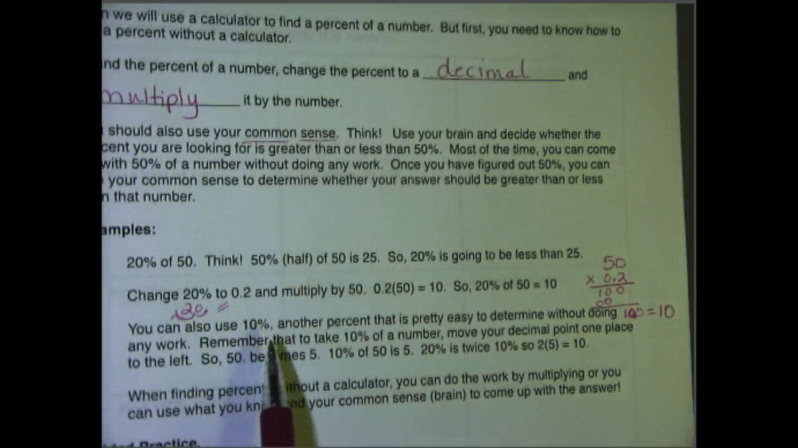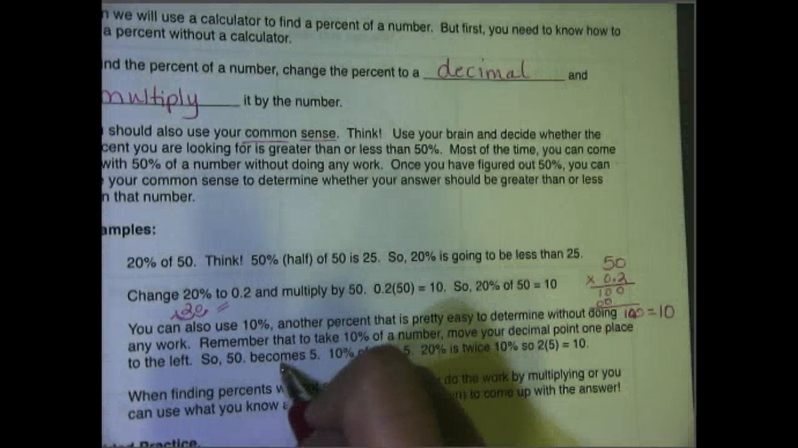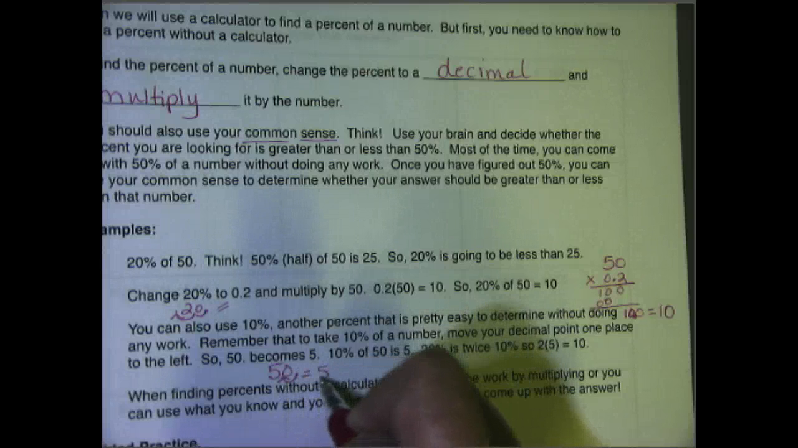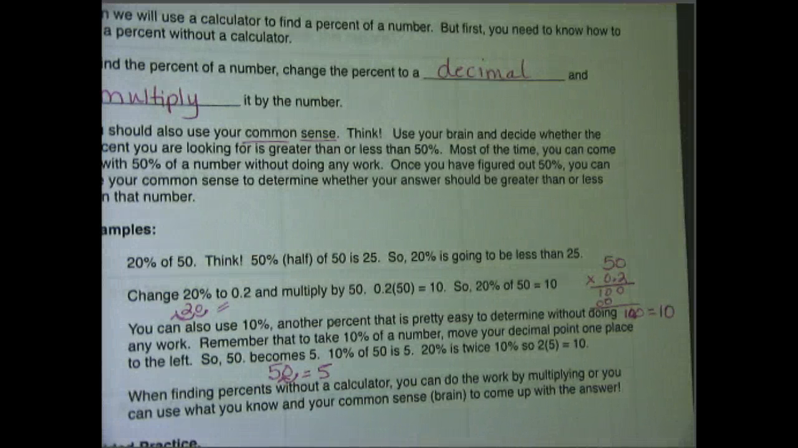You can also use 10%, another percent that is pretty easy to determine without doing any work. Remember from our math minutes that we said when taking 10% of a number, move your decimal point 1 place to the left. So 50 becomes 5. When we start with 50, we move our decimal point 1 place to the left and we get 5. So 10% of 50 is 5. So if we want to know 20% of 50, then we take 2 times 10% because 20% is 2 times 10, right? 2 times 5 equals 10.